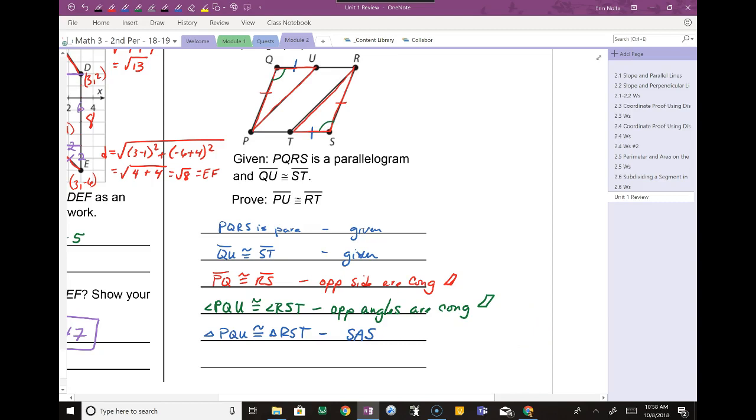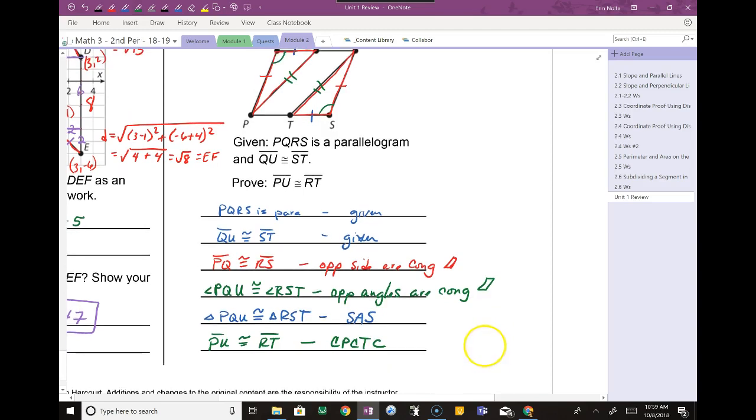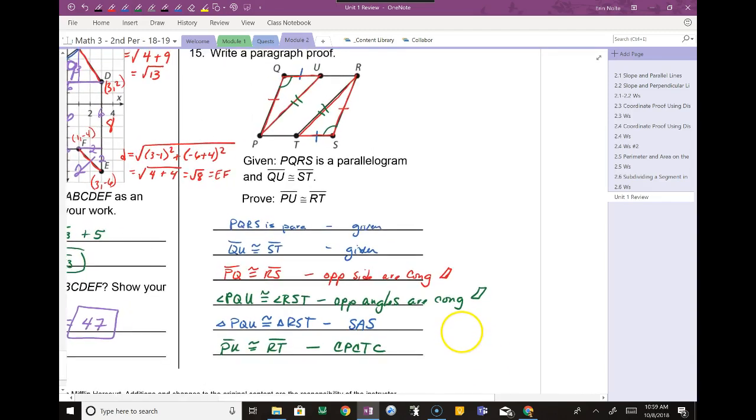And now, because those two triangles are the same, I can now say that these two lengths are the same. Okay, so now I can say that PU is congruent to RT because corresponding parts of congruent triangles are congruent, CPCTC. Sorry, I screwed that up. Okay, so there is the proof on that one. You might write that down.